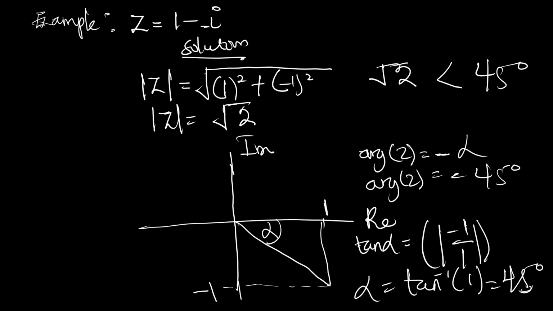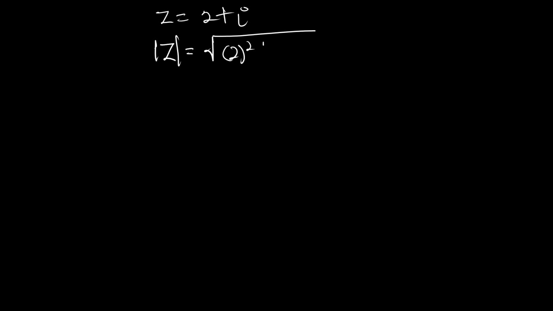Let's move on to another example. z equals 2 plus i. Now, the absolute value of z, which is the modulus of z, is going to be the square root of 2 squared plus 1 squared. So the modulus of z is going to be the square root of 5. Alright, now let's draw the Argand diagram and find the argument.